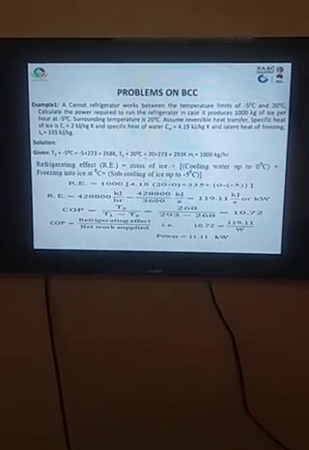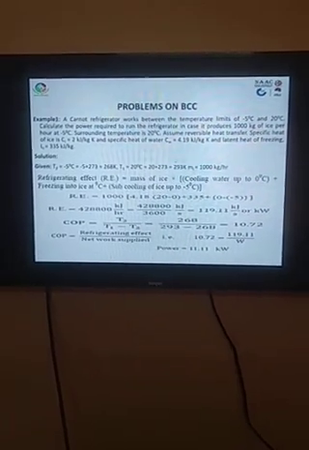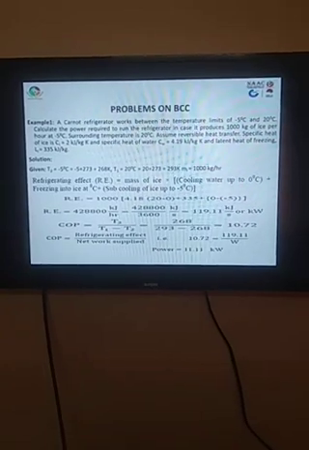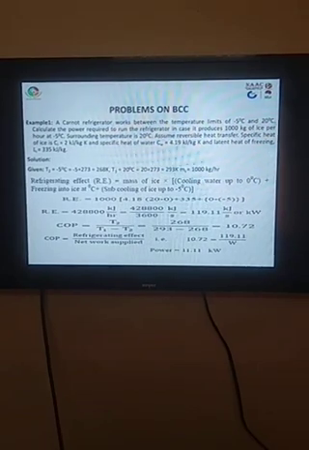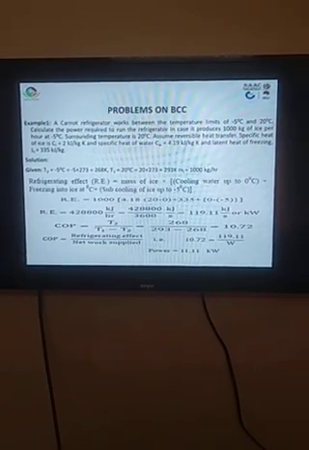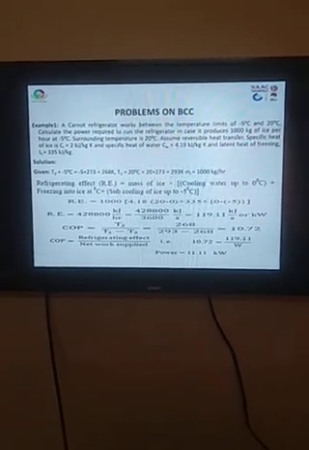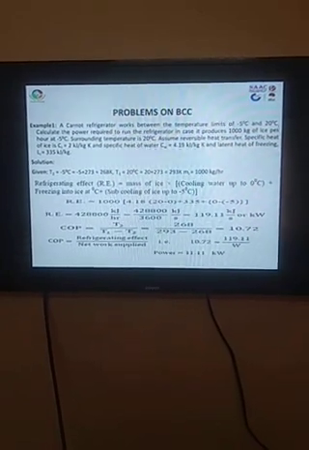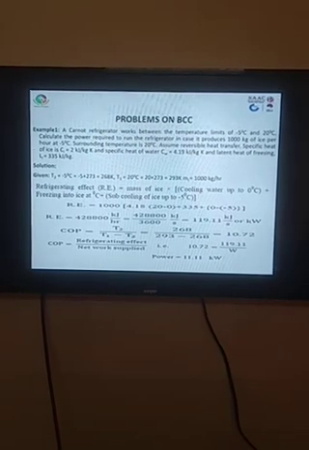Assuming reversible heat transfer, the specific heat of ice, C suffix I, is equal to 2 kilojoule per kg Kelvin, and the specific heat of water, C suffix W, is equal to 4.19 kilojoule per kg Kelvin, and the latent heat of freezing of ice, L suffix I, is equal to 335 kilojoule per kg. To start the solution, first we have to write down the given data.